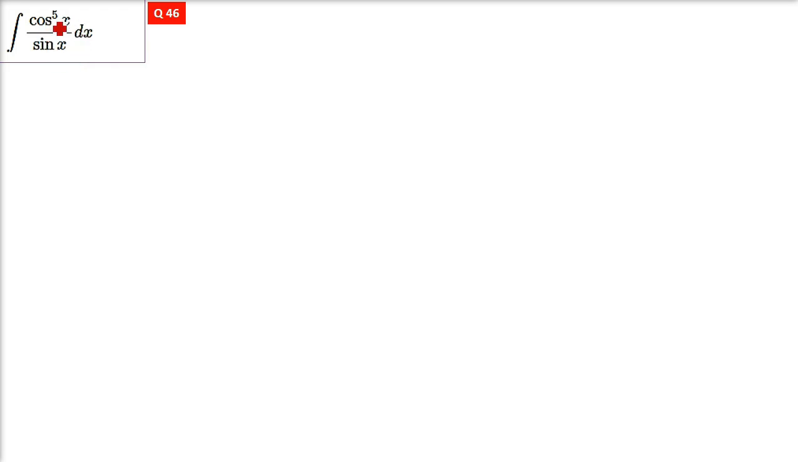So that's a problem. But if you take sine x, you'll get a cos x, but there is cos raised 5x. So one cos x can be managed. What about the other cos raised 4x? So we'll do some separation here. We will write this as cos raised 4x into cos x. So 4 and 1, it will form cos raised 5x. In the denominator, it will be sin x, integration sine, and then dx.